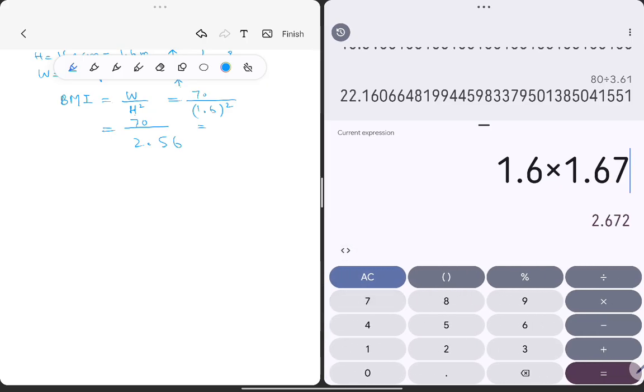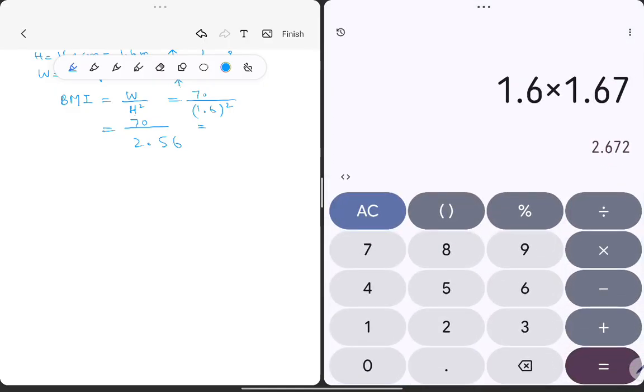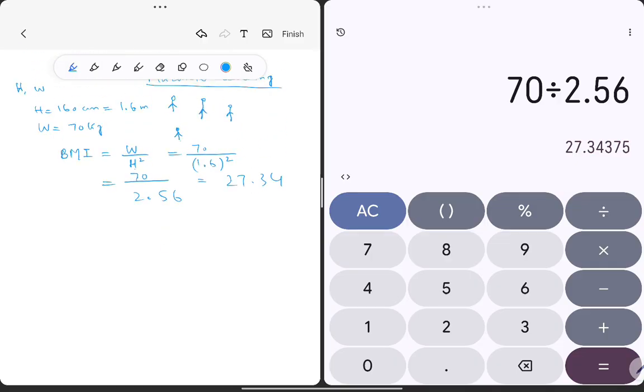So I have to first erase this. Just a minute. 70 divided by 2.56 gives 27.34. This is the way we determine this body mass index. How do we do it? We divide weight by height squared. Why we divide weight by height squared is a different thing.